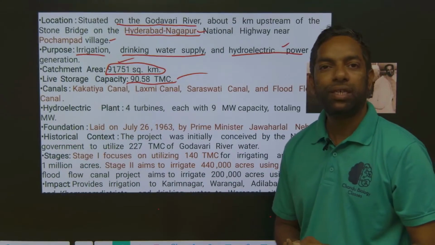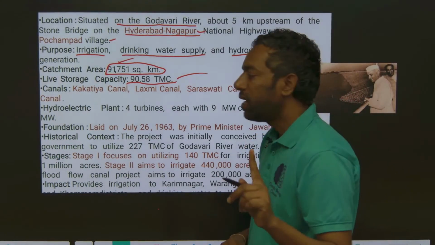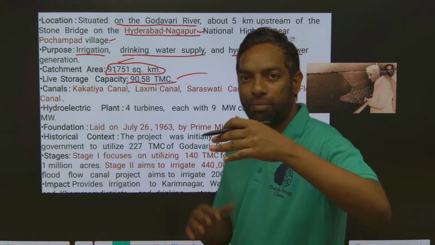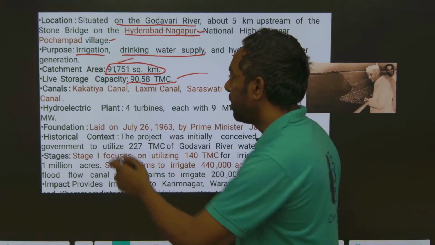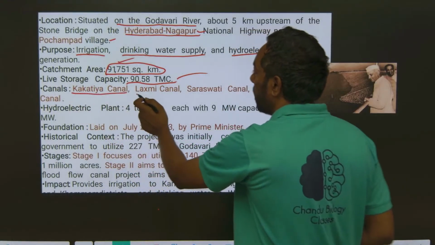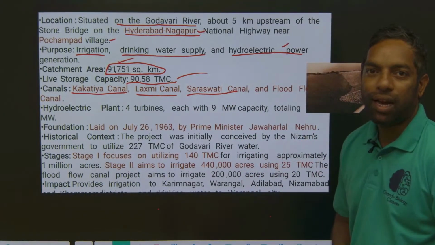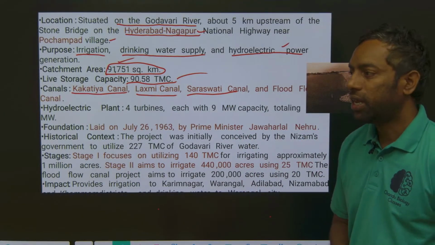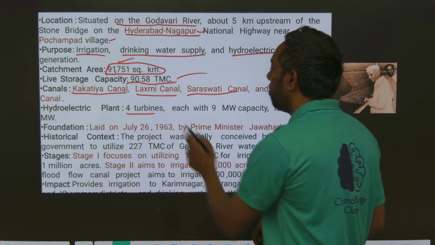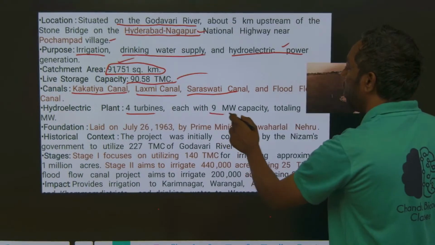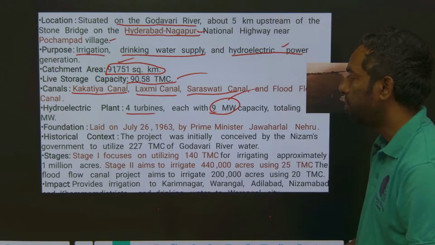Storage capacity is 90 TMC. This is important. There is a canal system from this project: Kakatiya Canal, Lakshmi Canal and Saraswati Canal, guys. Hydro plants: there are 4 turbines with 9 megawatts capacity, and power generation takes place.